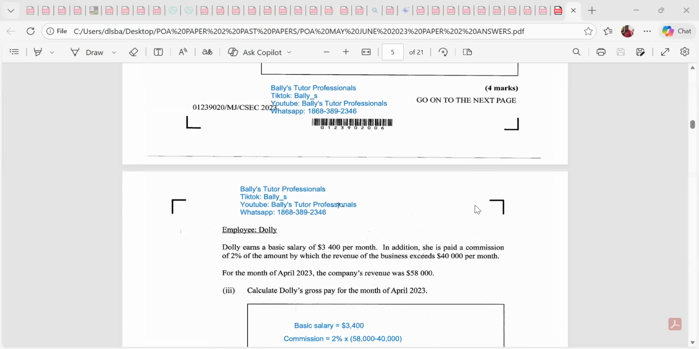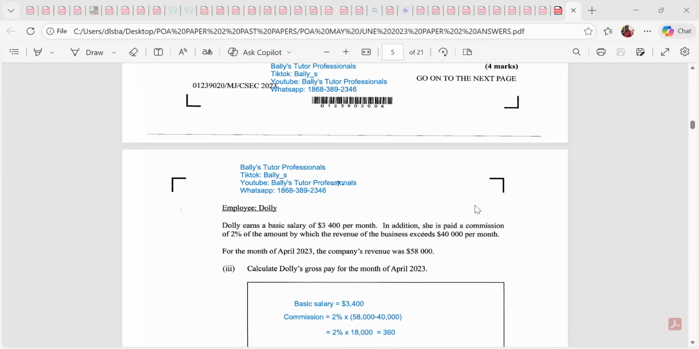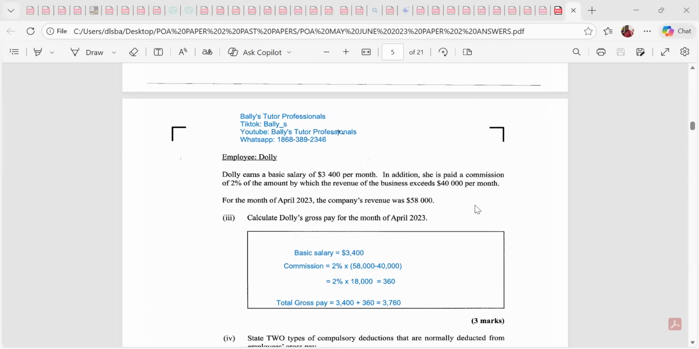Let's see, last employee now, employee Dolly. Dolly earned a basic salary of 3,400 per month. In addition, she is paid commission of 2% of the amount by which the revenue of the business exceeds 40,000 per month. For the month of April 2023, the company revenue was 58,000. Calculate Dolly's gross pay for the month of April 2023. Alright, the amount by which the revenue of the business exceeds. So the company revenue is 58,000, which means it exceeds it by 18,000, because 58,000 minus 40,000 is 18,000. So we are getting 2% of 18,000 plus again its basic salary.